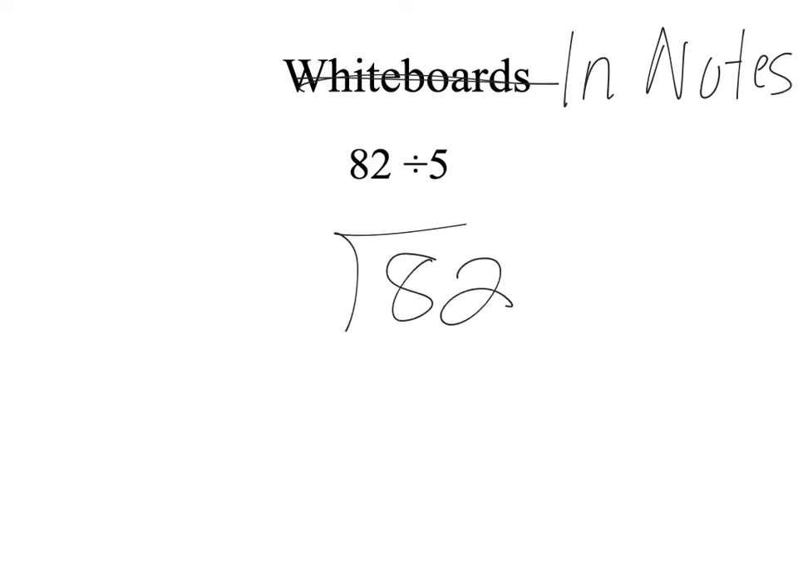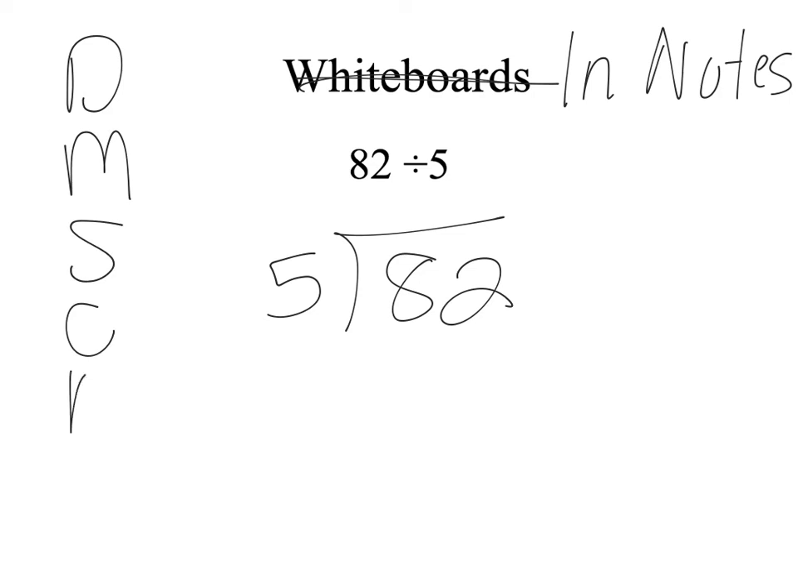I'd like you to try and solve this next problem on your own. So again, you're not going to do it on a whiteboard, you're going to do it in your notes. And you make sure that you rewrite it as 82 divided by 5, and remember the standard algorithm: divide, multiply, subtract, check, bring down. So solve that problem on your own.